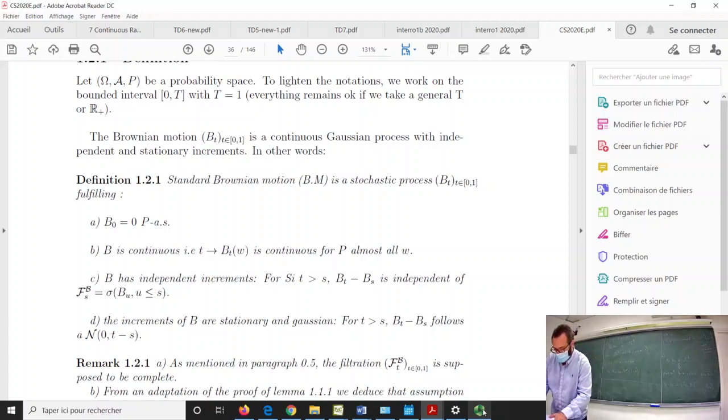So I'll just take my notes to be sure not to forget anything. And to prove that you are Gaussian, you can compute the characteristic function, for example, and prove that it is the one of N(0, t minus s). For most of you, it's a definition you have already seen.